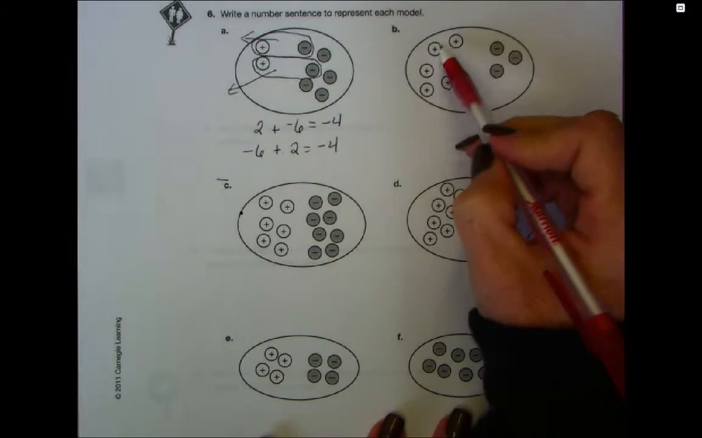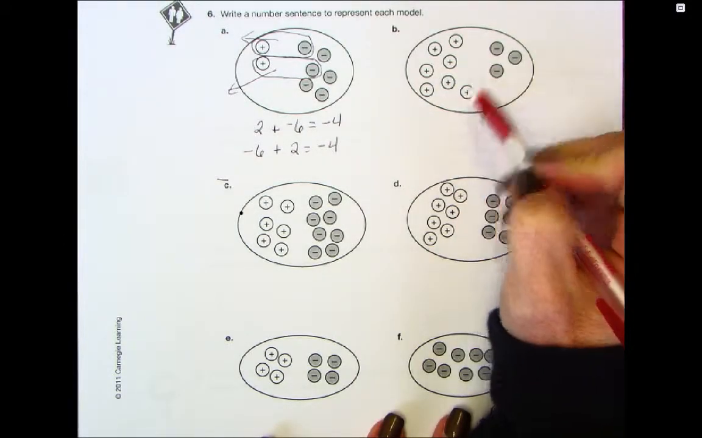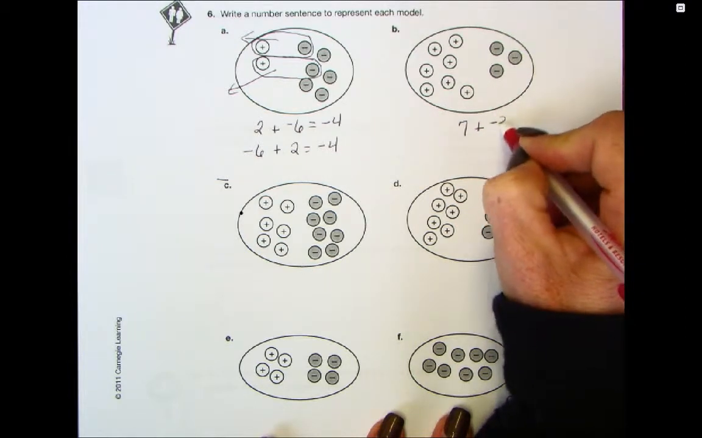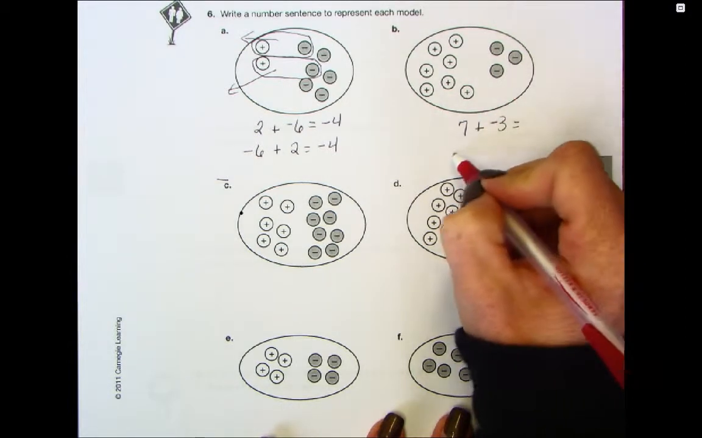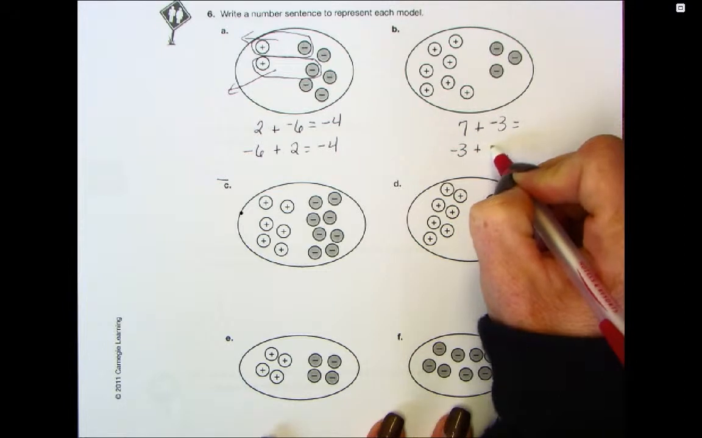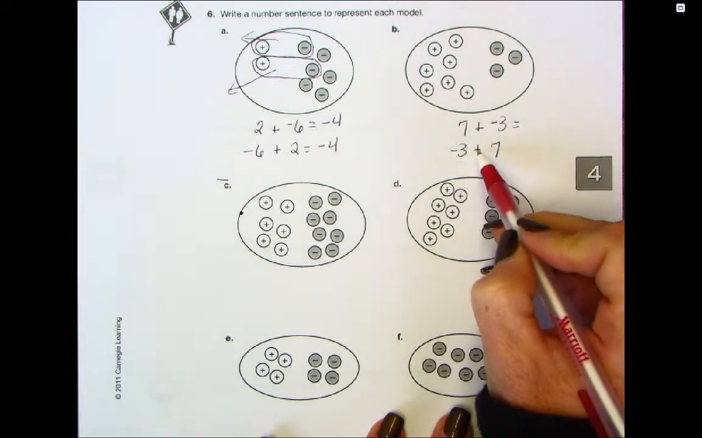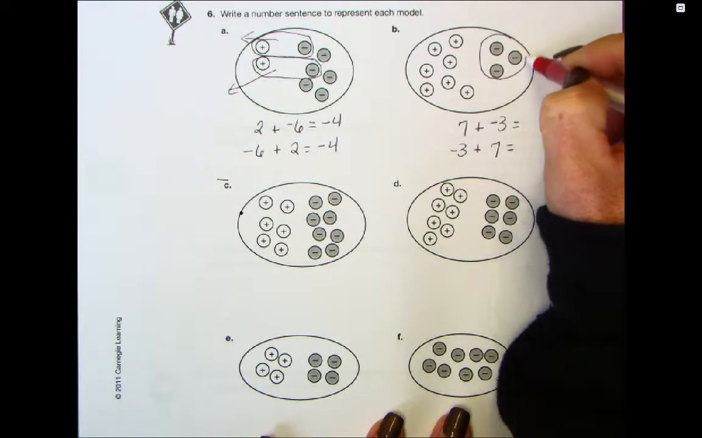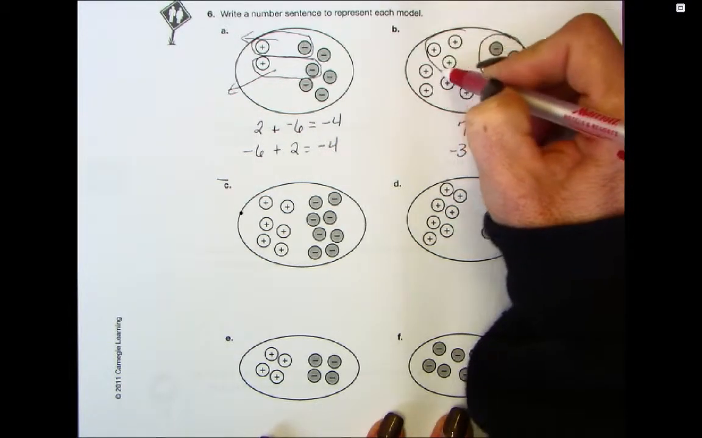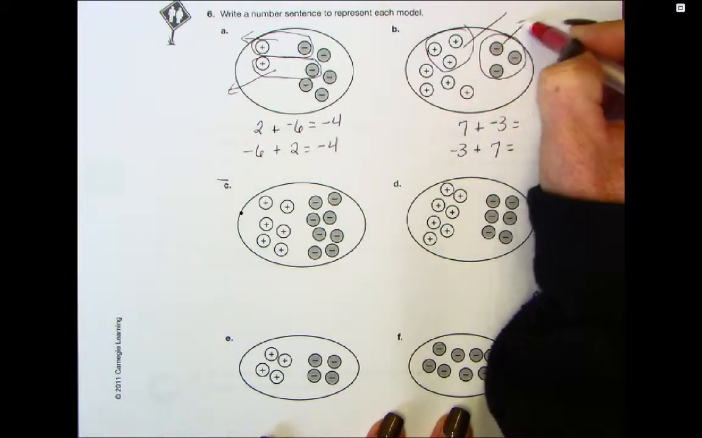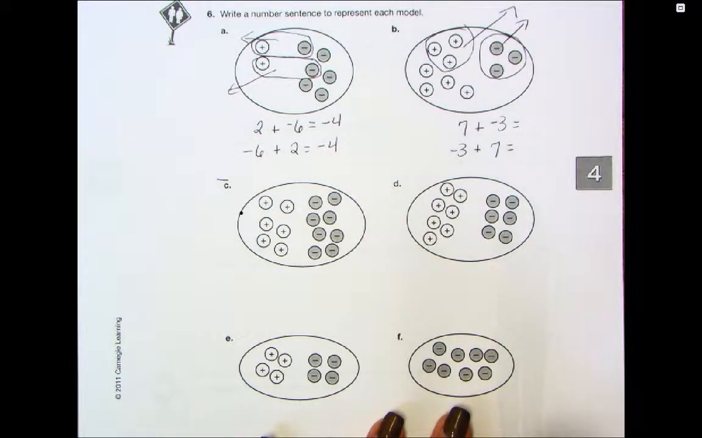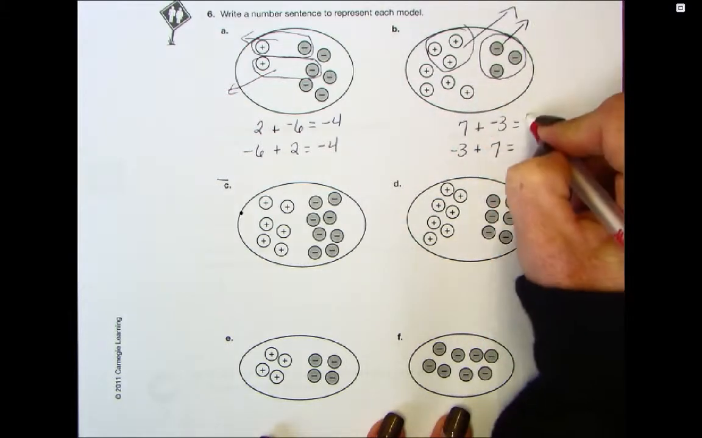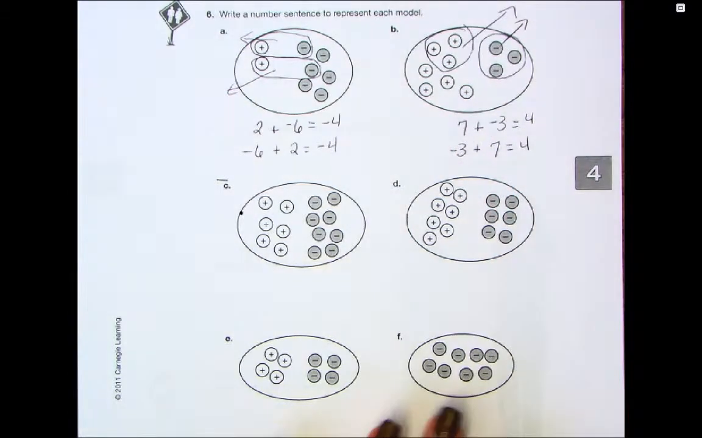I'm going to try this one. I see 1, 2, 3, 4, 5, 6, 7 positives plus 3 negatives. Or I might have seen the negatives first, and I would see 3 negatives plus 7 positives. Either way, I can say these 3 negatives and these 3 positives make 0. So I'm going to match them up and slide them off. What's still left? 1, 2, 3, 4. Still left with 4 positives.